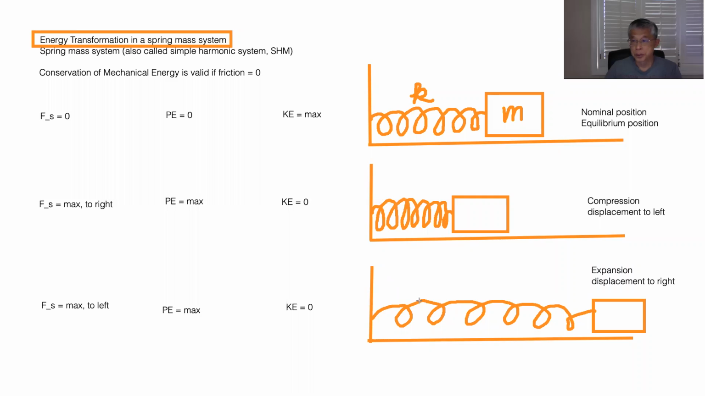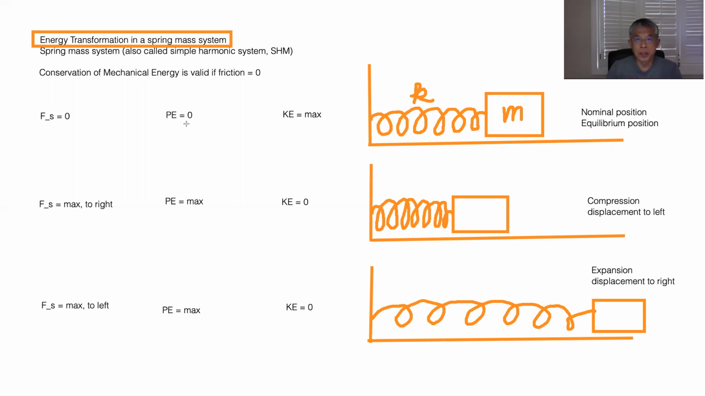In this position, this is expansion, maximum expansion. So this spring is being stretched to the right. Compared to the nominal position, the displacement is maximum to the right. Okay? Now we want to look at the different energies.